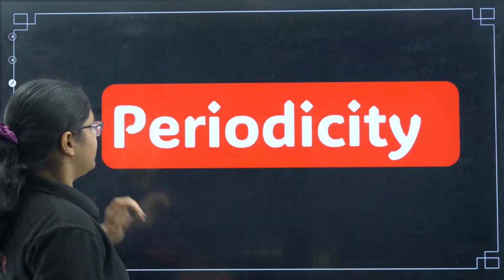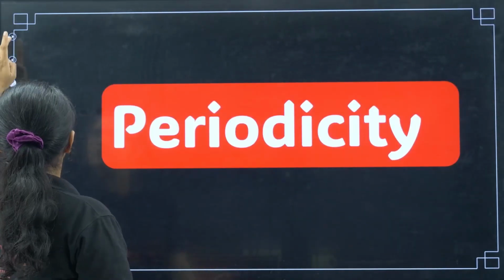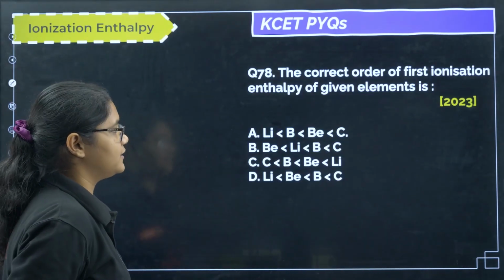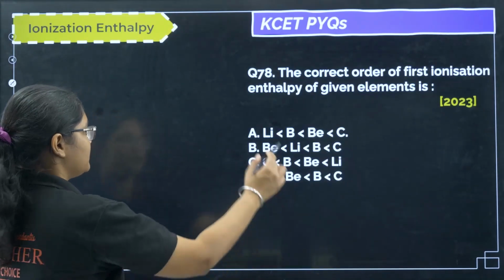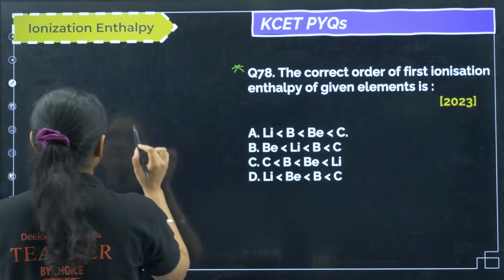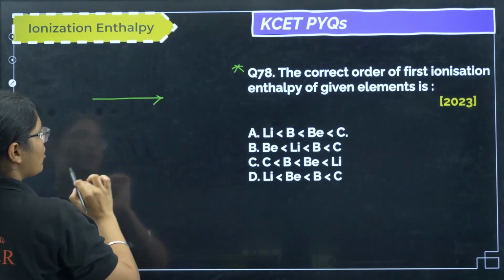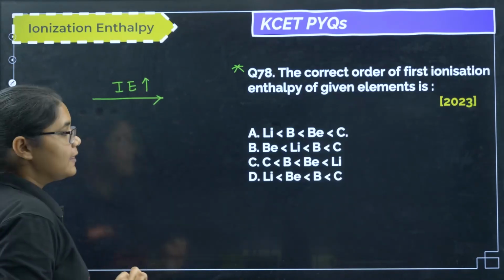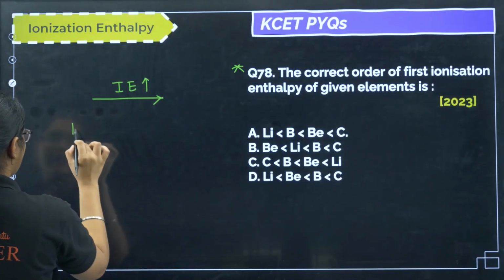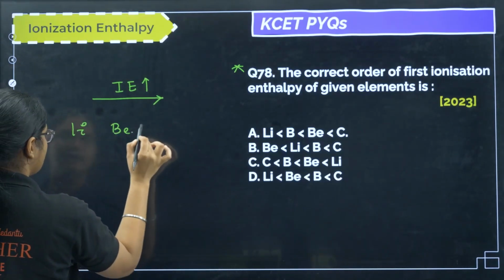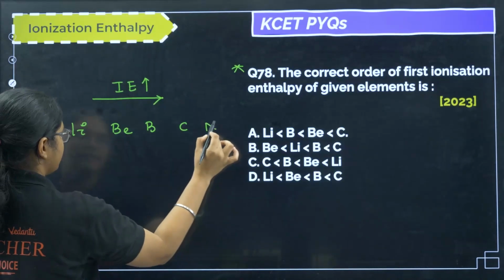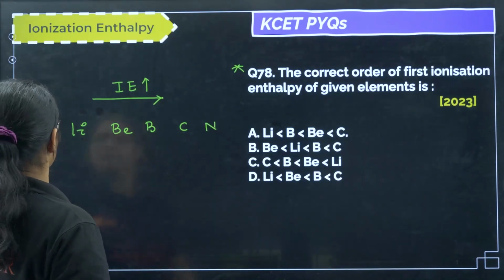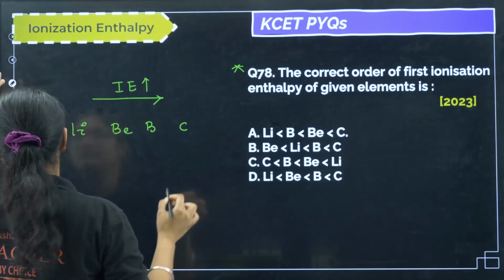Okay. Next, we'll move to periodicity or periodic elements, the correct order of the first ionization enthalpy of the given elements. This is a very, very important question. What happens generally? If I move along the period, the ionization enthalpy increases, right? So lithium, then beryllium, boron, carbon, and then nitrogen, right? But lithium up to carbon only the story is there, no nitrogen is involved.